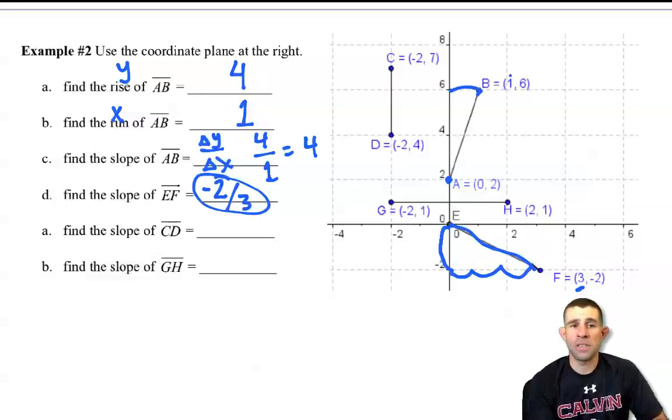Next is the slope of CD. Well, here is CD. It is a vertical line. So those vertical lines are known as undefined slopes. Find the slope of GH. GH is a horizontal line, goes straight across, and we said that our slope here is 0.